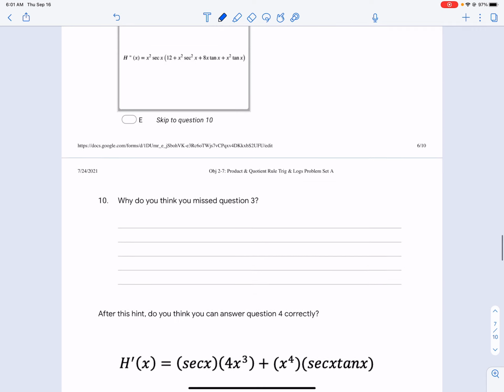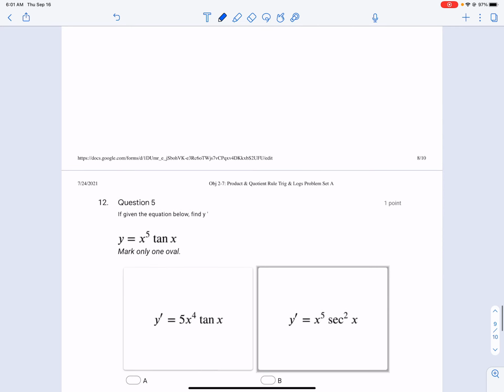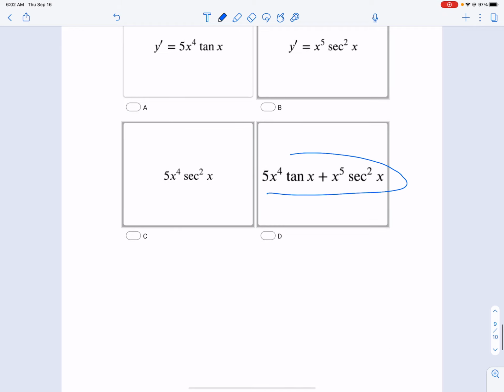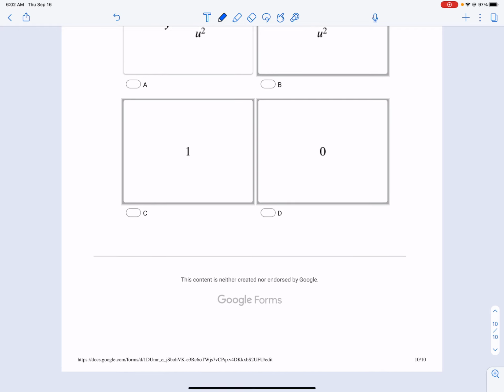Okay? All right, so let's see. Question 4, question 5. Okay, so y prime is equal to tangent 5x to the 4th plus x to the 5th secant squared of x. So it is D. There's question 6.